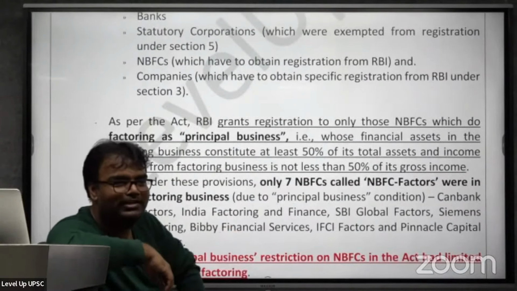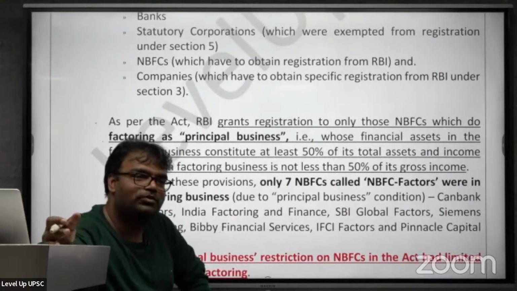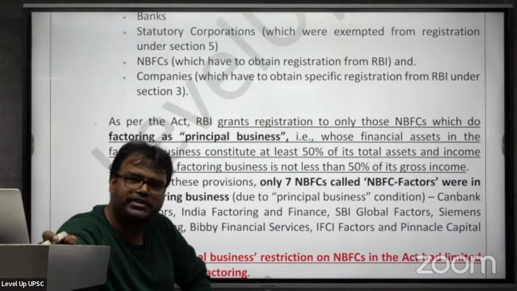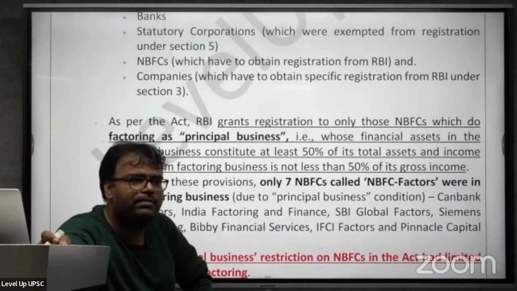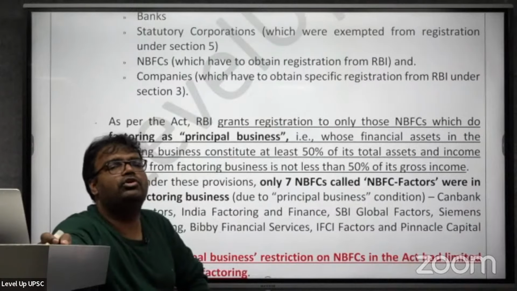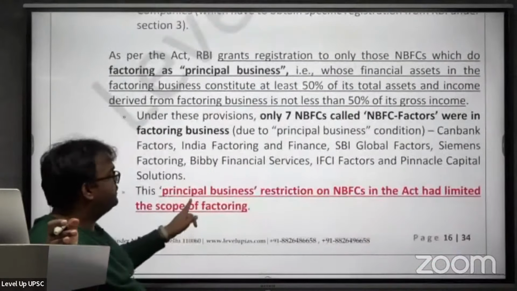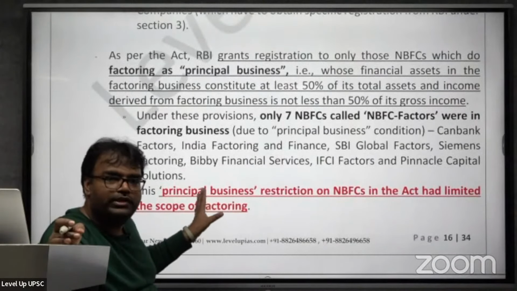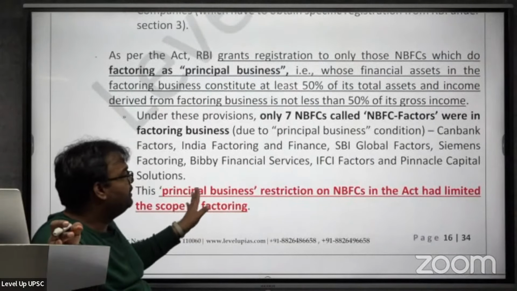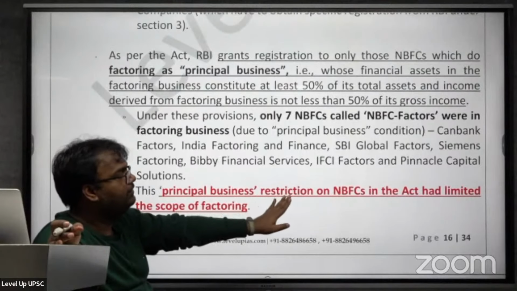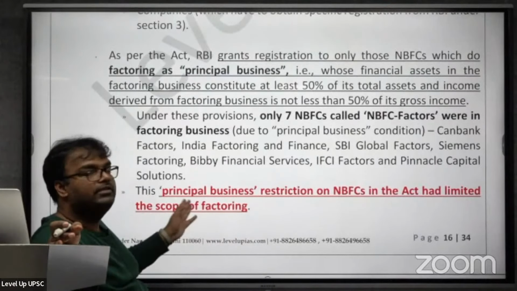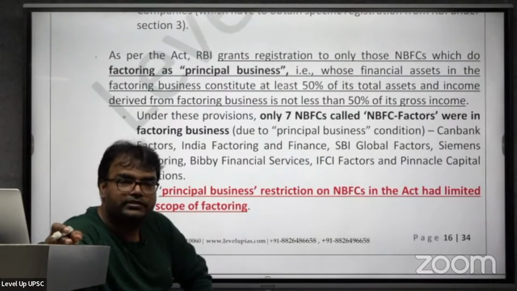But this is a problem. Like if Bajaj Finance tomorrow decides that I would also participate in factoring. It has resources, it has manpower, it has everything, but it will not be allowed to participate in factoring. I have put this here in red to show that this is a limitation. The principal business restriction on NBFCs in the Act had limited the scope of factoring.